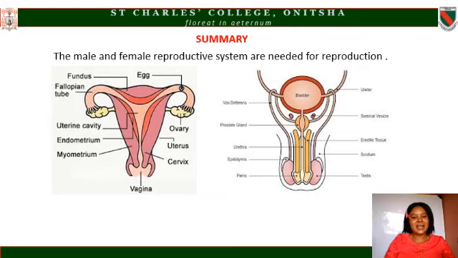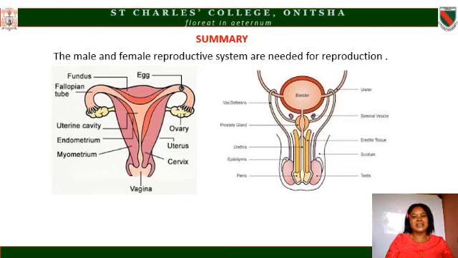Now that you have learned the reproductive system in male and the reproductive system in female, which one is more complex than the other? Can you answer the question by yourself? Okay, let me help you. The female reproductive system is more complex than the male reproductive system.